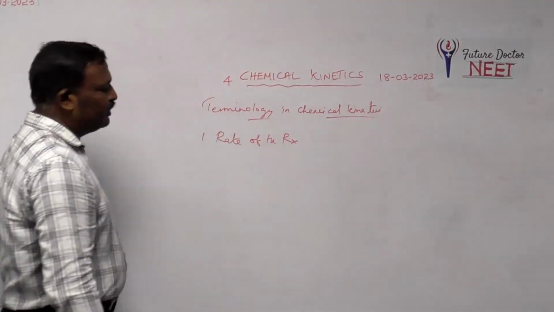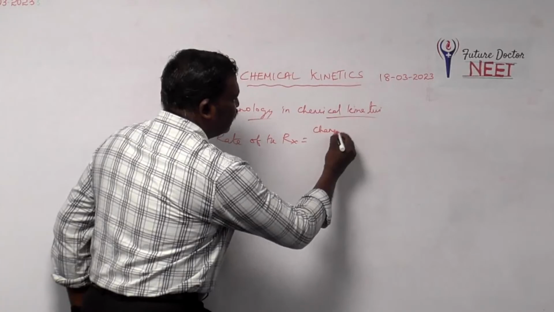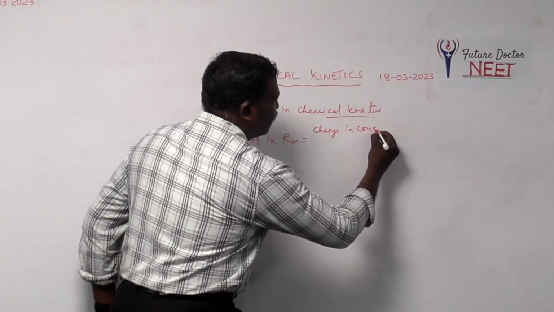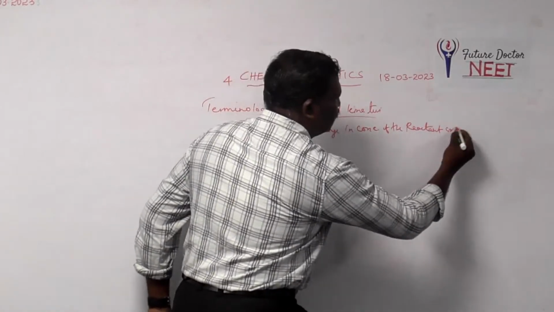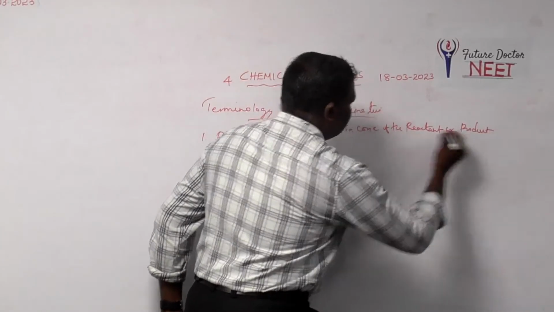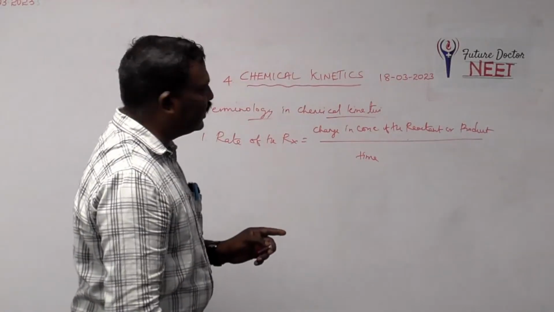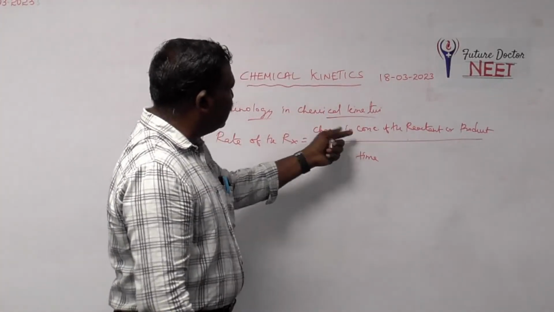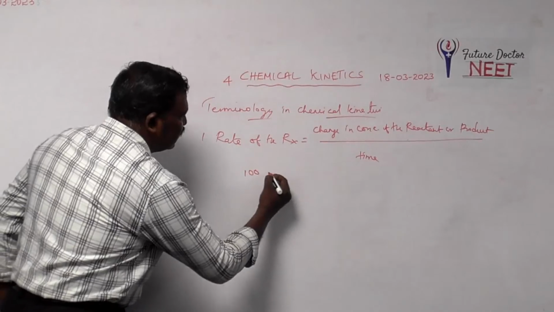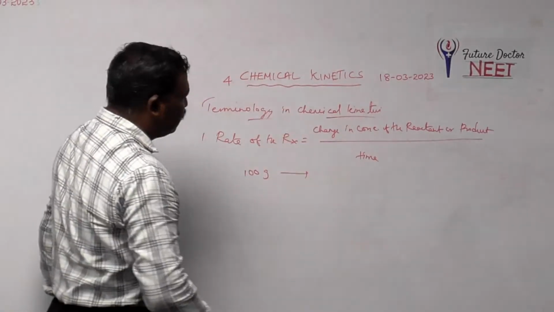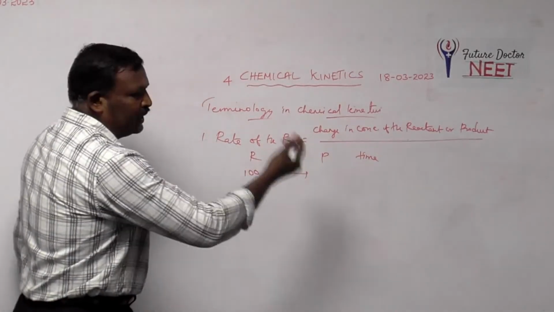Rate of reaction means, here we are giving one definition. What is the rate of reaction? Change in concentration of reactant or product with respect to time. That's the definition. Okay. Suppose you take the reactant as 100 gram. But whenever the reaction takes place, what happens?